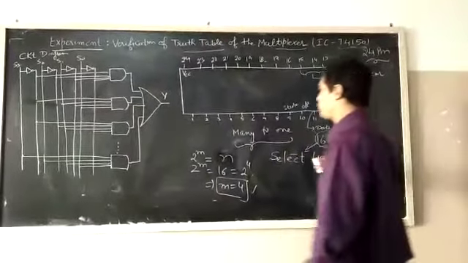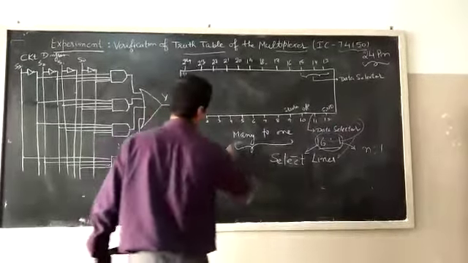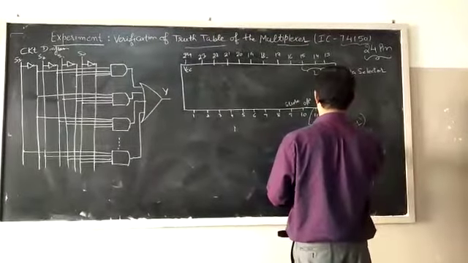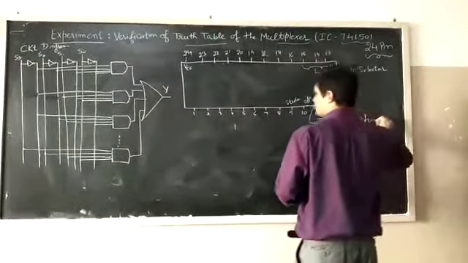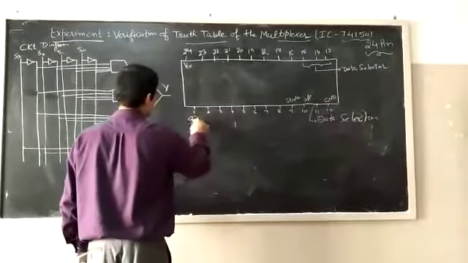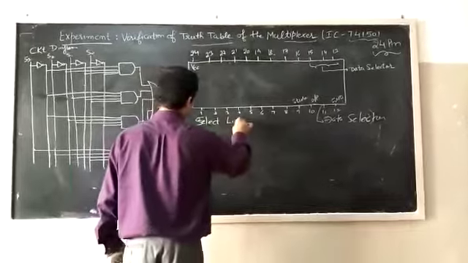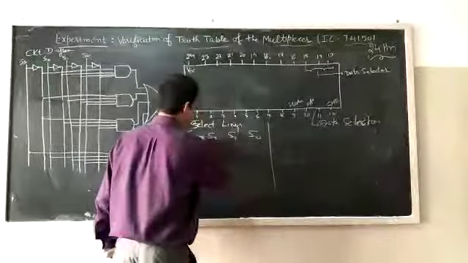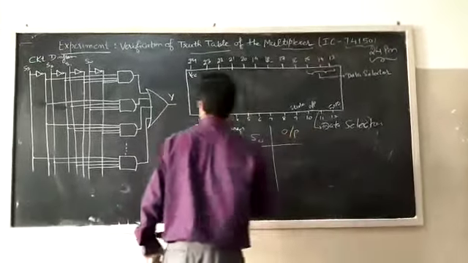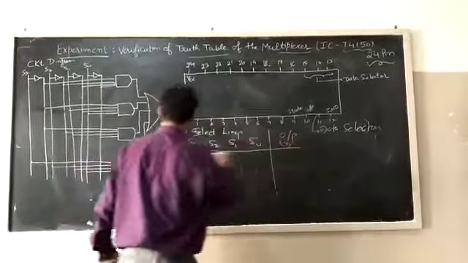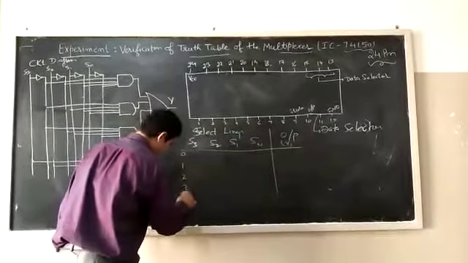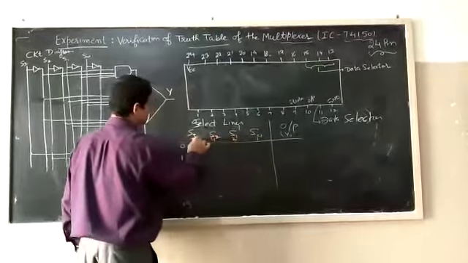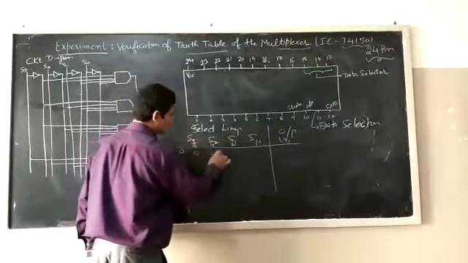So now we have to construct its truth table, with select lines S3, S2, S1, S0 as inputs. What would be at the output? Y. The rows are 0, 1, 2, 3 and go up to 15. Based on the binary number system, weighted values have been assigned. If it is 0, all are 0.